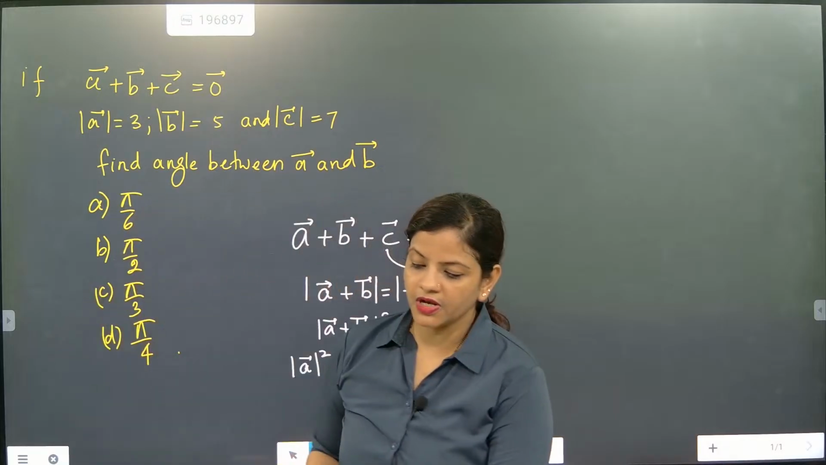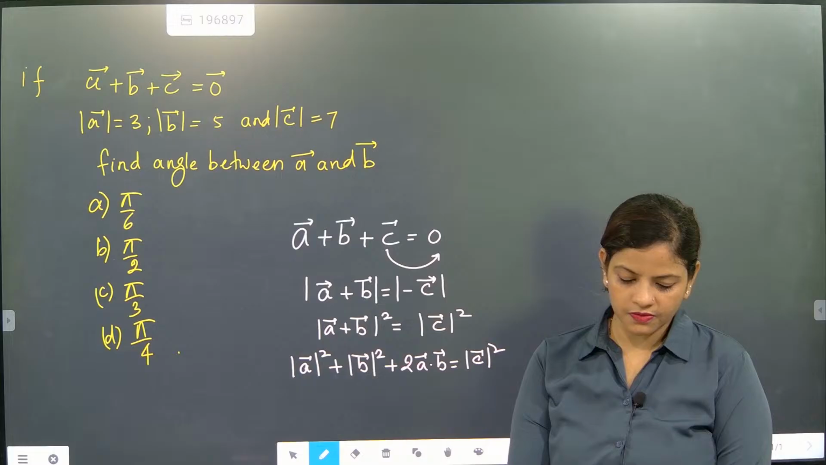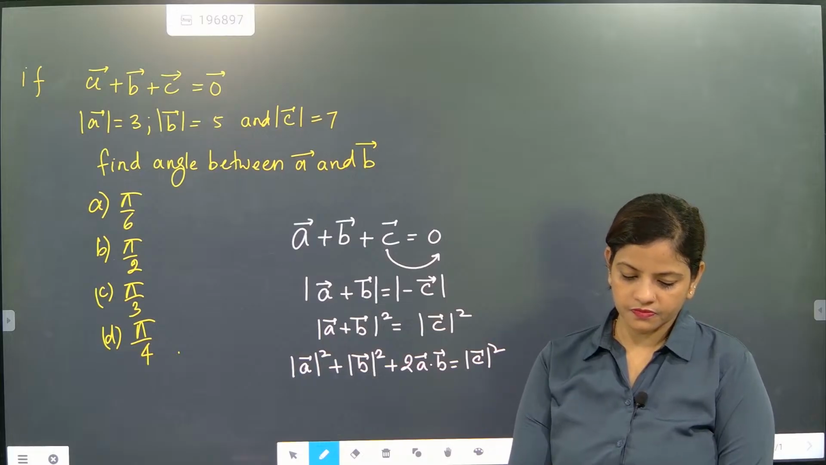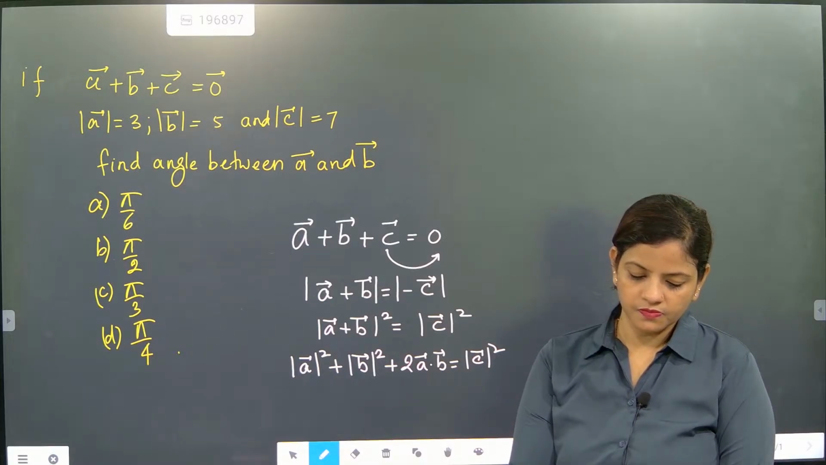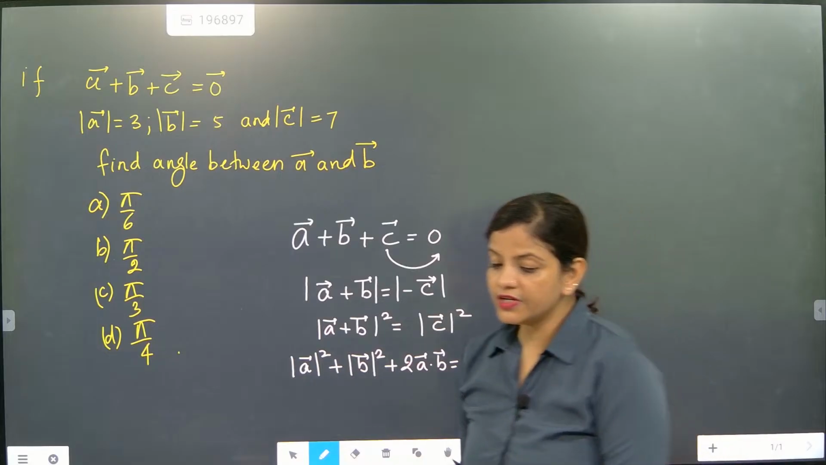This is the formula. Yes, Saurus, join as fast as possible. I hope you might have understood this one.